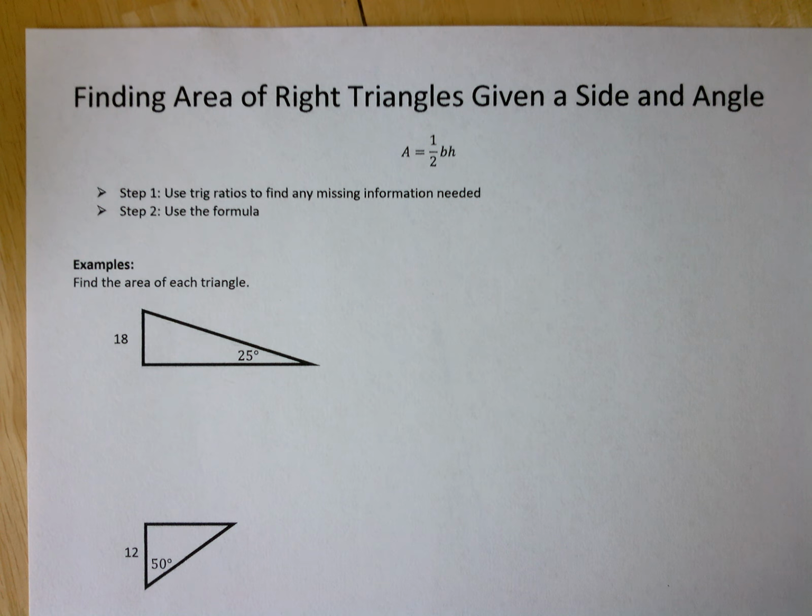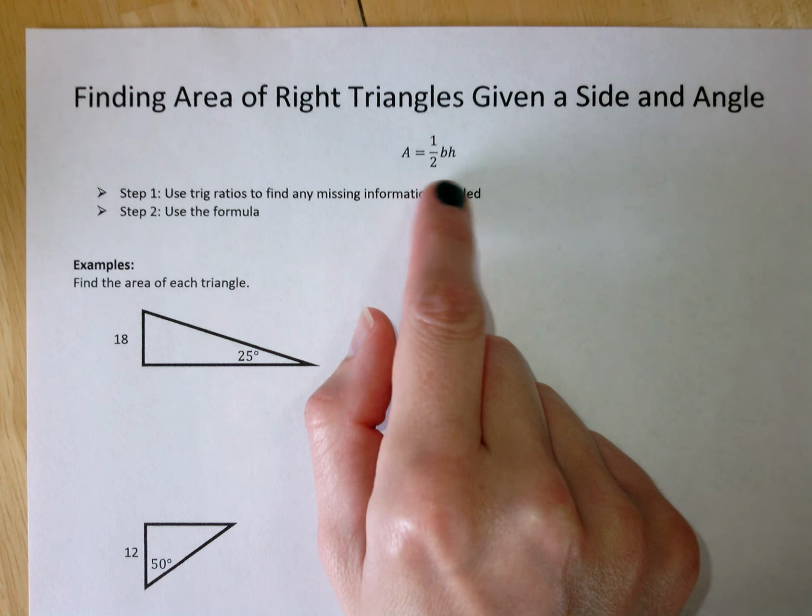All right, the last thing that we are heading before we move away from right triangles and into some other triangles is we're going to talk about area. So, how do you find the area of a right triangle when you're given an angle and a side? You are pretty familiar with this formula, I hope. Area equals 1/2 base times height for a triangle.